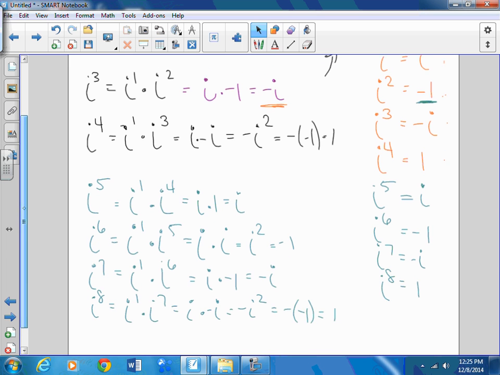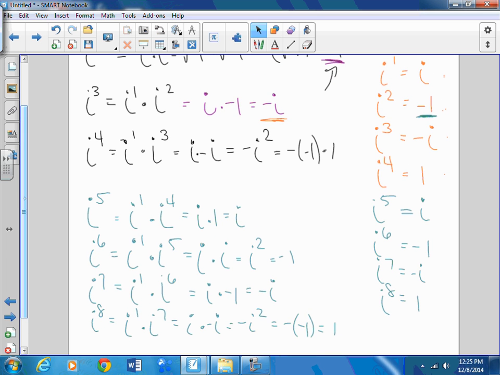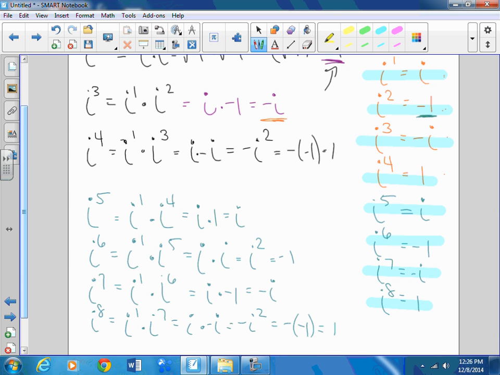All right, let's take a minute and look at this. Let me get my highlighter. When I did i to the first, I got the same thing as when I did i to the fifth. When I did i squared, I got the same thing as i to the sixth. i to the third gave me the same thing as i to the seventh. And i to the fourth gave me the same thing as i to the eighth. This is going to happen every single time. We're going to keep going through these 4 values.